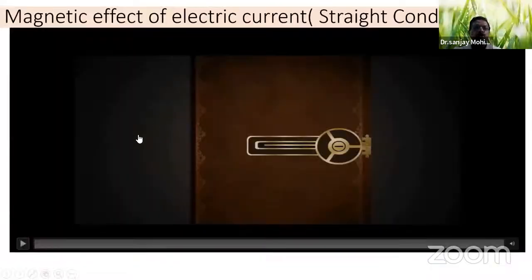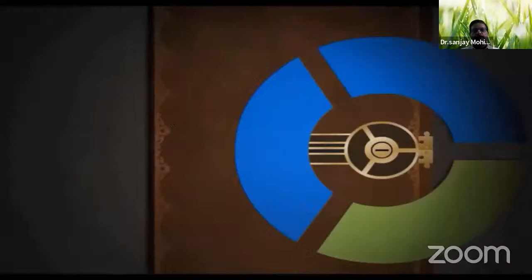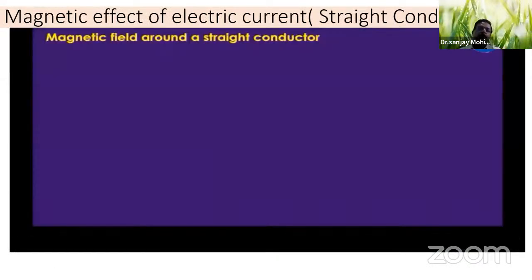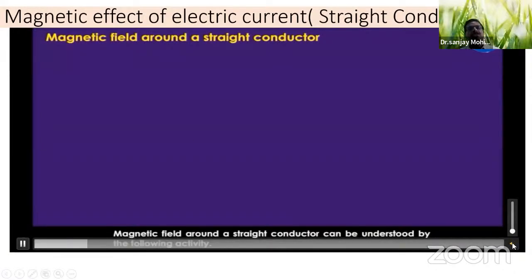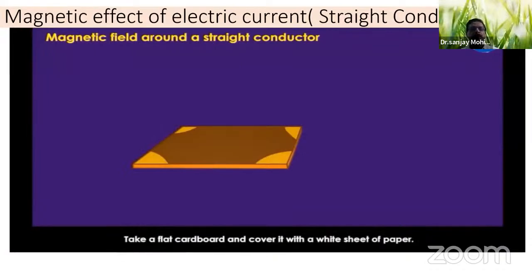So now let us move to that part. What is going to happen if we have, say, a straight conductor? Now, when we have a straight conductor, what is going to happen when the current passes through it? Here in this video, the magnetic field around the straight conductor can be understood by this activity you can see.